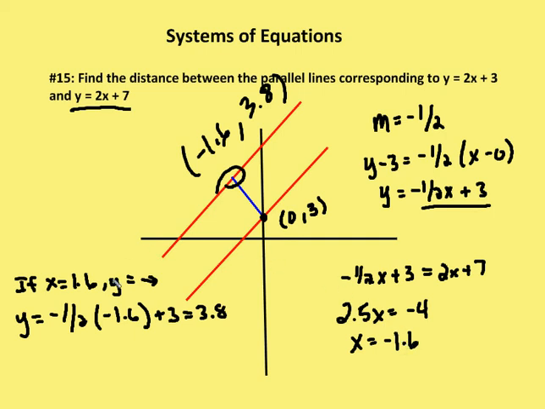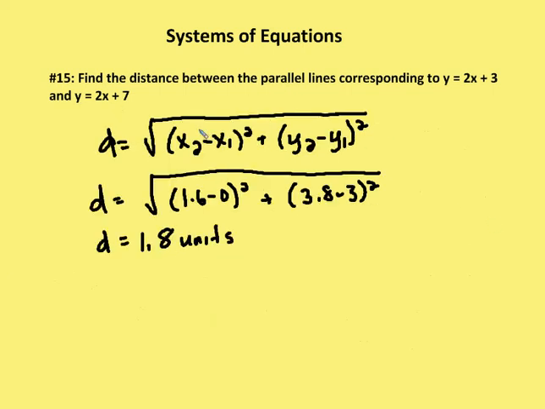Next up, I need to find out what the value of y is. So I can plug my value of x into either equation to find y. I plug it into my blue line, and I get y is equal to -1/2 times -1.6, because that's what we discovered x was, plus 3, and I find out that y is 3.8. Last step is to find the distance between (0, 3) and (-1.6, 3.8).